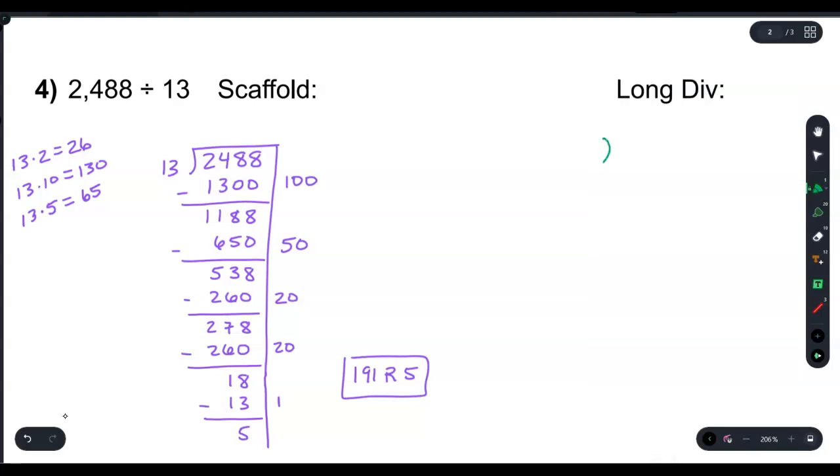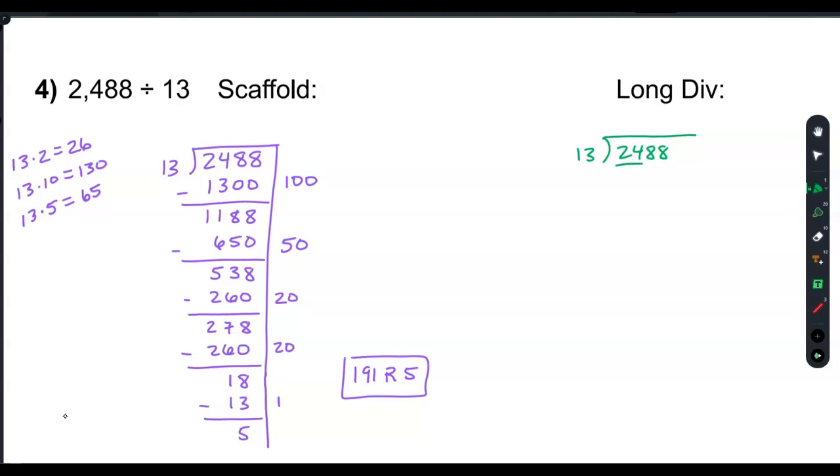Let's do this with long division. 2,488 divided by 13. 13 won't go into 2, but it does go into 24. Let's see. 1 times 13 is 13. Yeah, and that remainder is 11. Yeah, so it was almost 2 times, but not quite. Let's see. If I try an 8 here, 13 into 118.